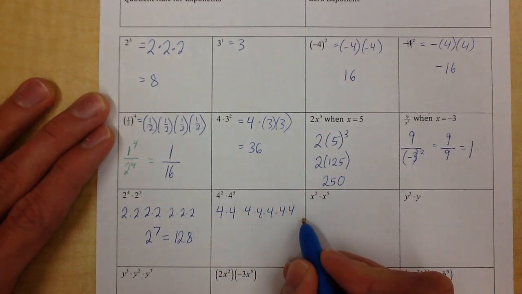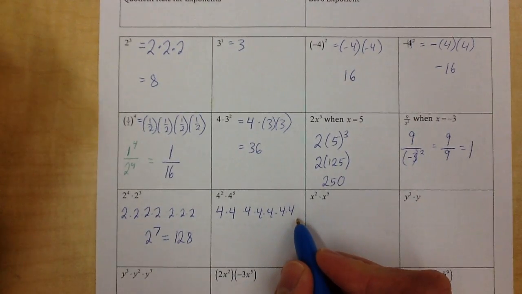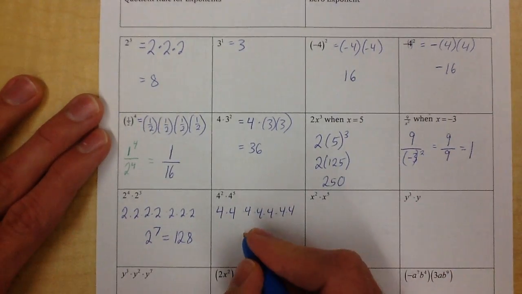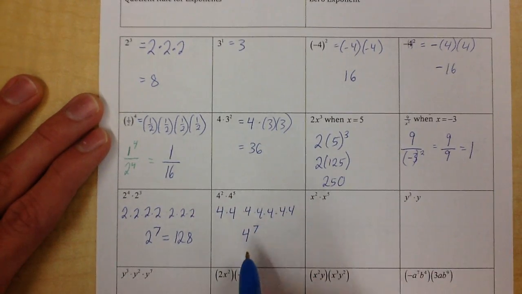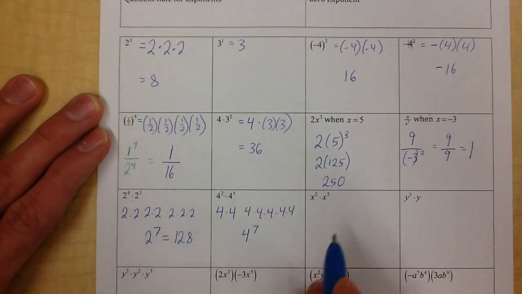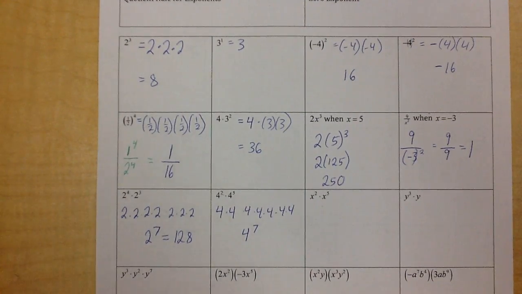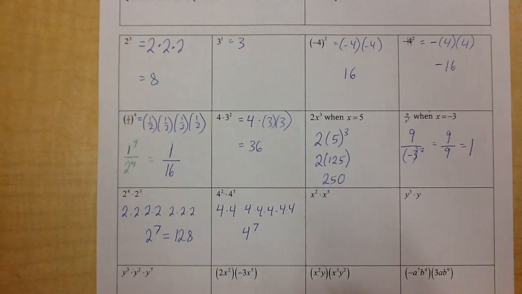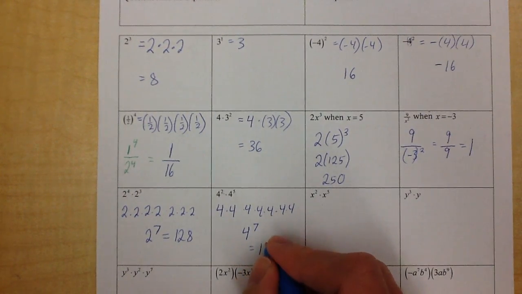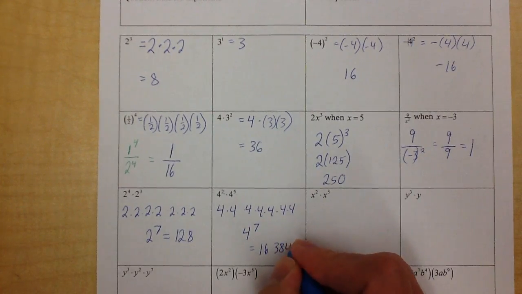And if you totaled them up, there would be 7 of them. So 4 to the 7th power, because it's 2 and 5. I don't know what that is off the top of my head. 4 to the 7th power is an enormous number, 16,384. That's it right there.